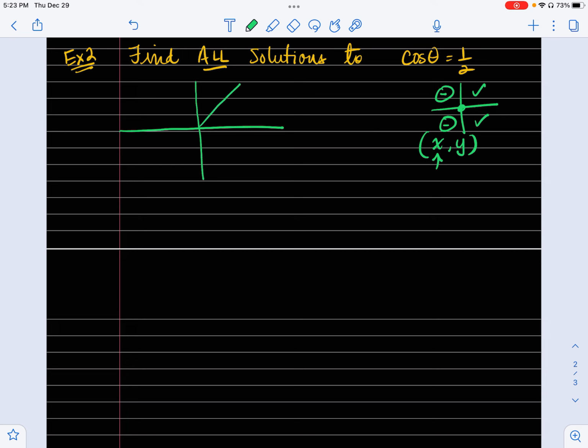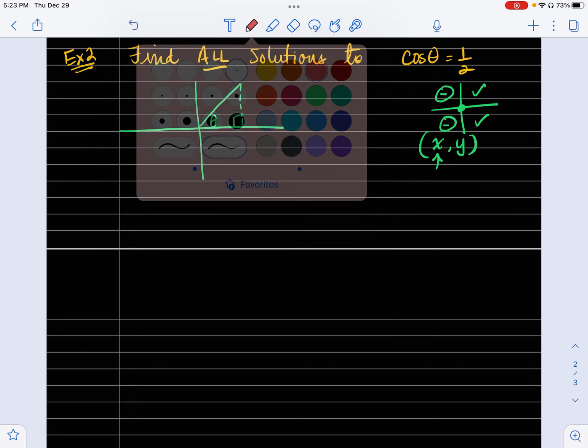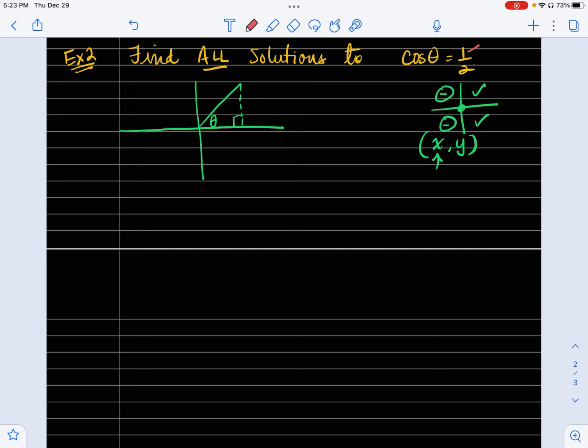So let's say one of the thetas resides right here. Let's go ahead and finish our triangle and label the sides. Cosine is adjacent over hypotenuse. Adjacent 1, hypotenuse 2, and hence the third side will be root 3. Also understand the other answer is going to come from down here. We have another theta. Let's complete the triangle. Right triangle right there. Adjacent is already listed as 1, hypotenuse 2, and the third side has to be root 3, but in this case, it's going to be negative root 3.